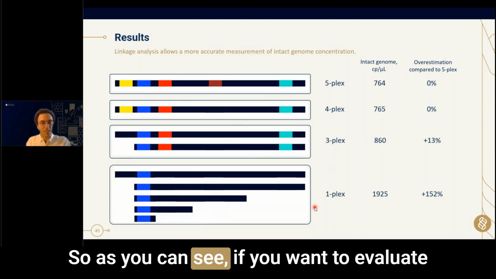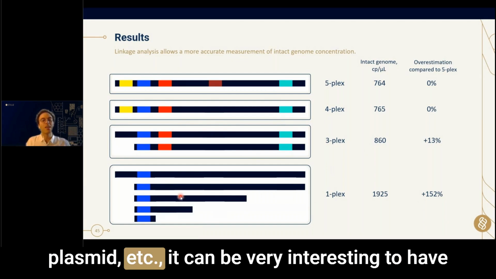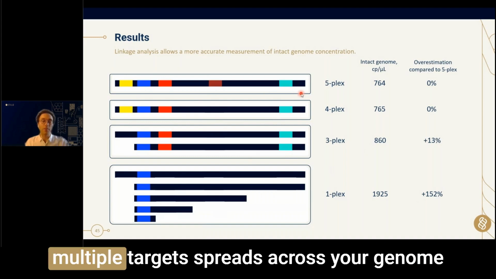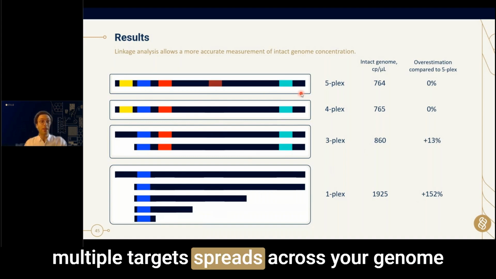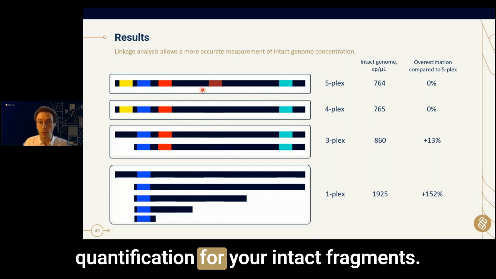So as you can see, if you want to evaluate the integrity of a genome, of a gene or a plasmid, etc., it can be very interesting to have multiple targets spread across your genome to make sure that you get the most accurate quantification for your intact fragment.